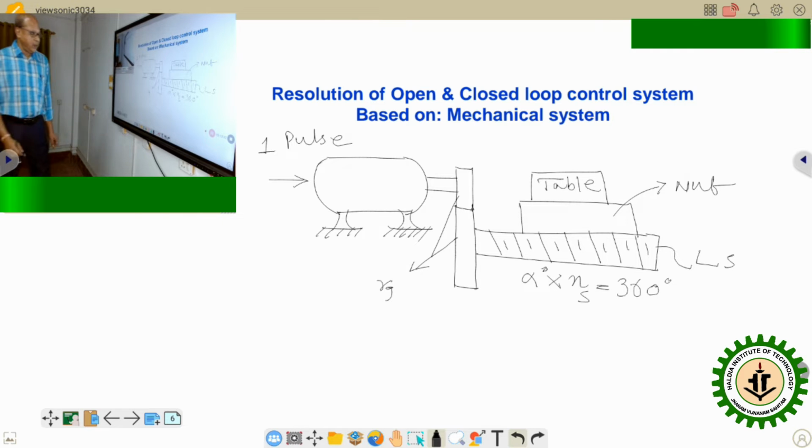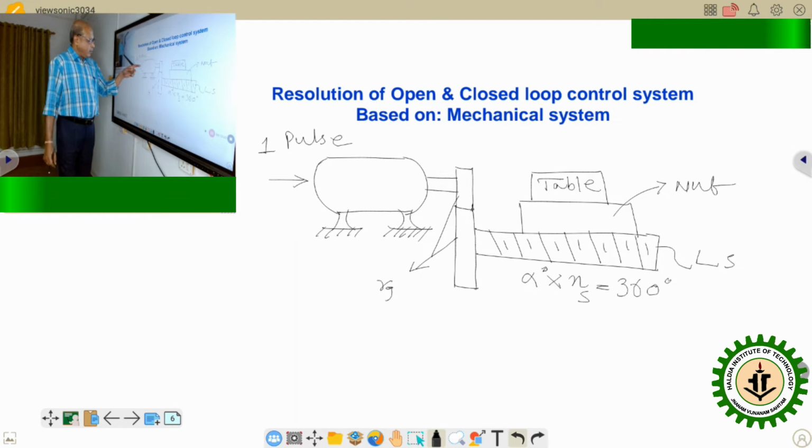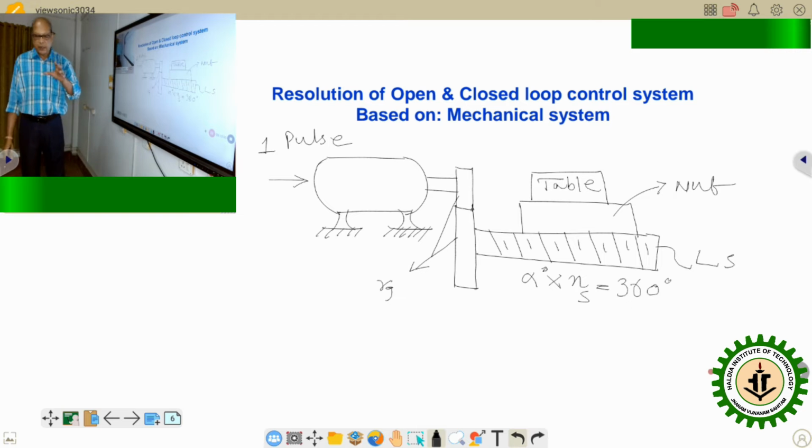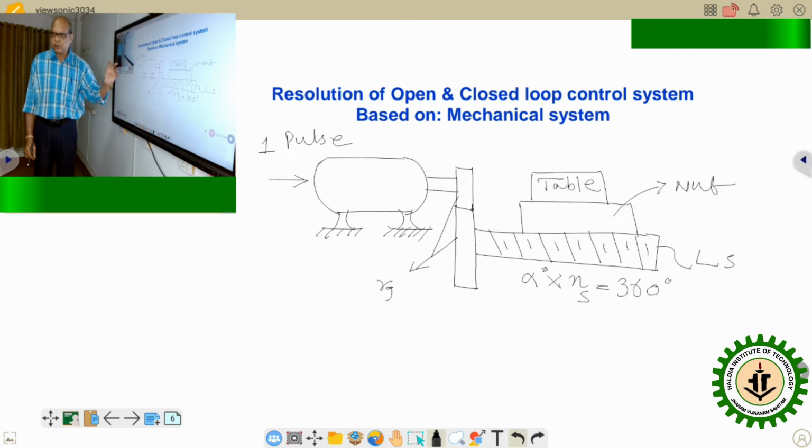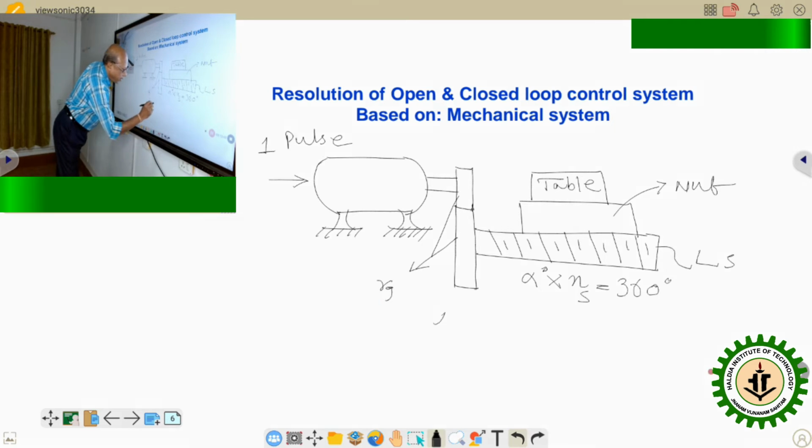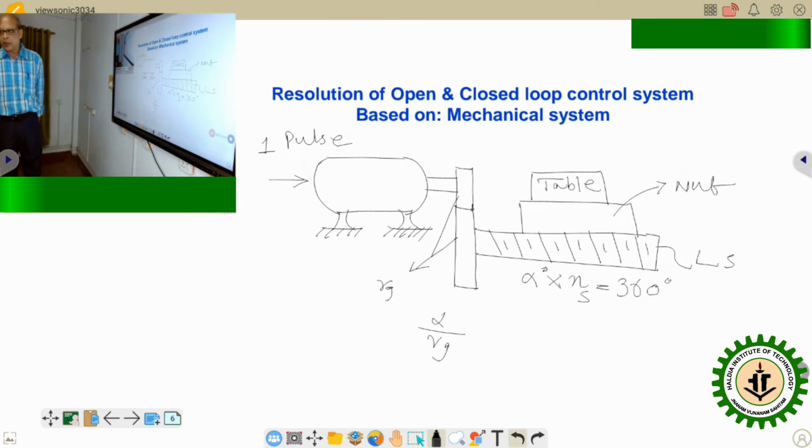Okay. Now if the motor rotates by alpha degree, what will be the corresponding rotation of the lead screw? Because there is gear ratio Rg. If the motor rotates by alpha degree, then the corresponding rotation of the lead screw will be how much? Alpha by Rg.